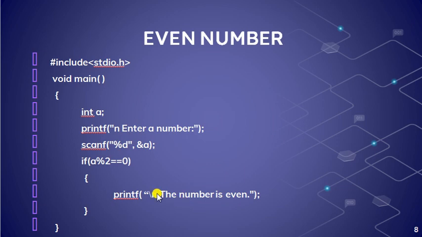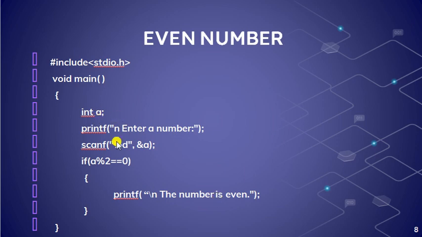So what is the structure of this if statement? First we read a value, then if a % 2 == 0, this is the condition, and if the condition is true, then it goes to the inside block of the if statement, then the statements inside this if will be executed, that is, "the number is even" will be printed. Okay, so what will be the output of this program?